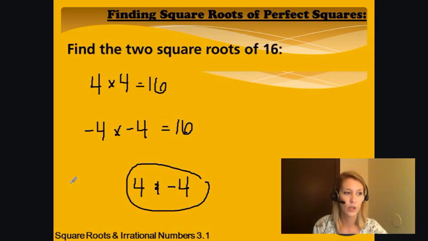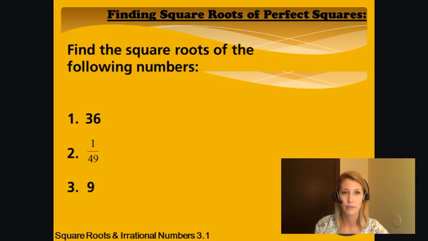Let's go ahead and take a look at some more examples of finding square roots of values. We have to find the square root of 36. What is the square root of 36? Well, there's two numbers, 6 and -6. Because 6 times 6 equals 36, and -6 times -6 also equals 36.